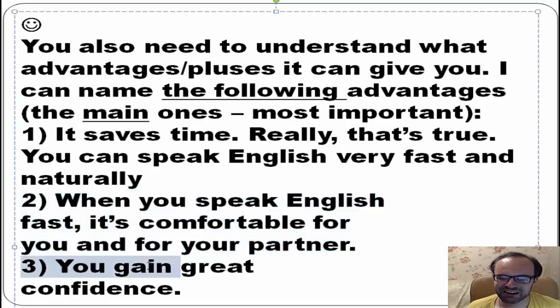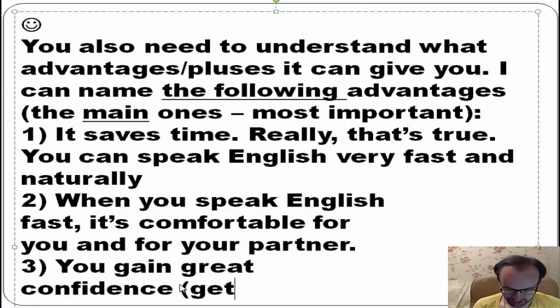So you gain great confidence. Gain means get. So you have great confidence. It means that you believe in yourself. You think, oh, I can think in English. So it's really good. It's like having wings and you're flying in the sky. So you see, it's an amazing feeling.